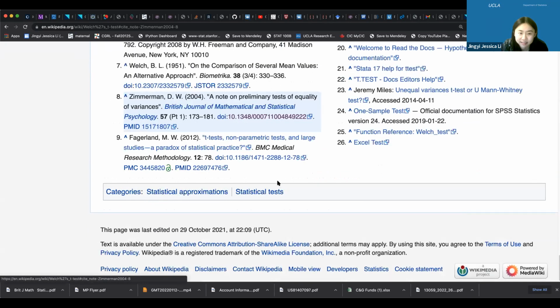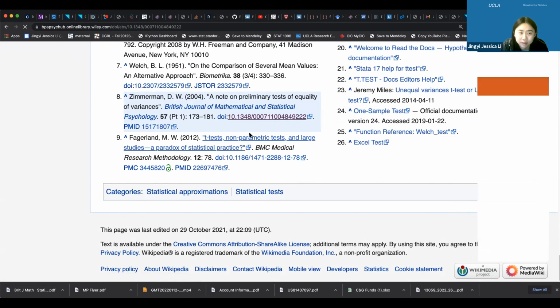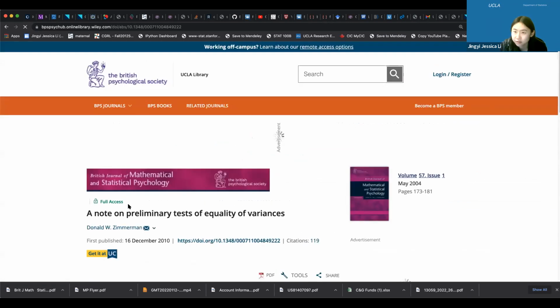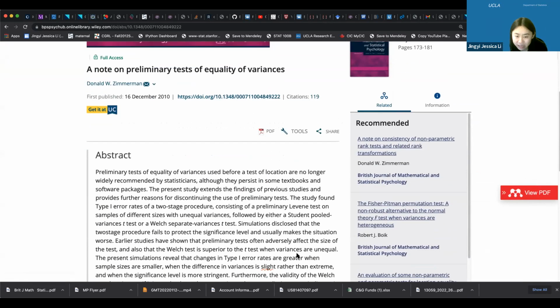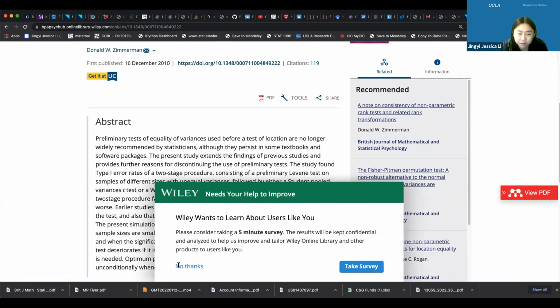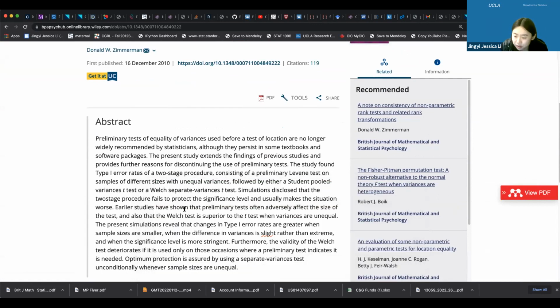The reason is in this reference. Okay, let's click here. Okay, this is the paper. I will give you the paper on UCLA, because UCLA has the access. So basically this is not a theoretical paper, but it has a lot of numerical results. And the numerical results actually confirmed what Zhiqian was saying about the so-called double dipping issue. You can see here, simulations disclose that the two-stage procedure fails to protect the significance level and usually makes the situation worse. So why would that happen?